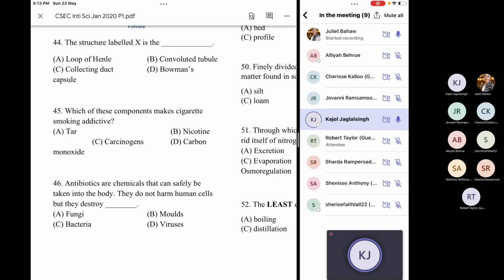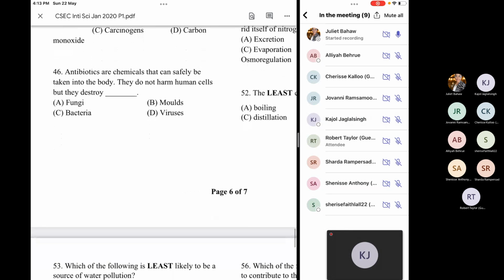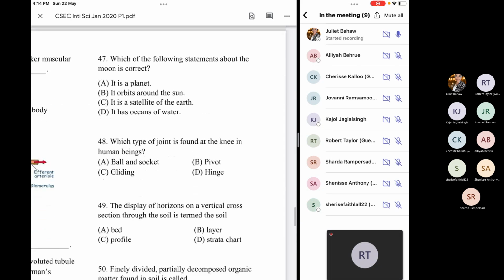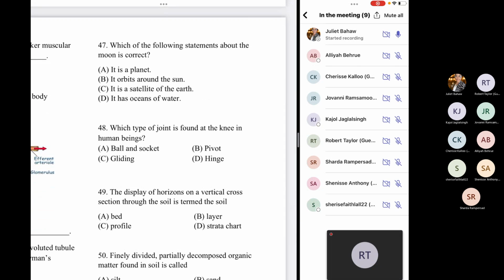Which of these components make cigarette smoking addictive? B. Nicotine. Very good. Nicotine is a drug. Antibiotics are chemicals that can safely be taken into the body. They do not harm human cells but they destroy, C, bacteria. Very good. Antiviral is for virus, antifungal is for fungal, right? Just the word anti means against. All right. Next person.